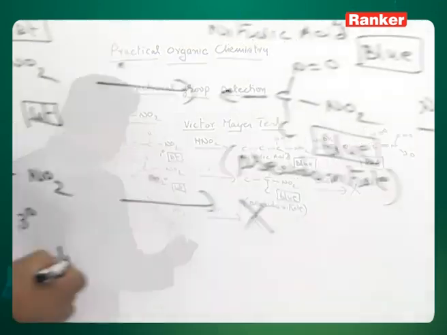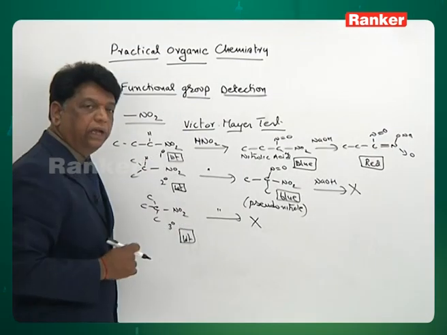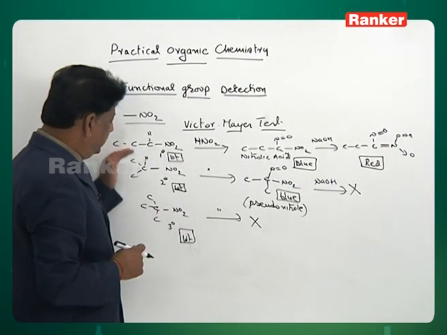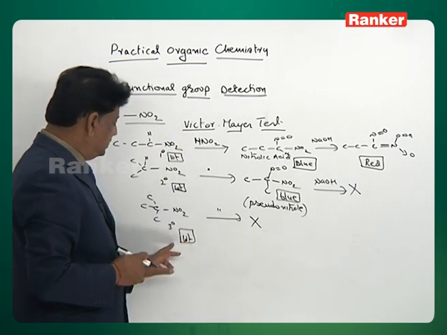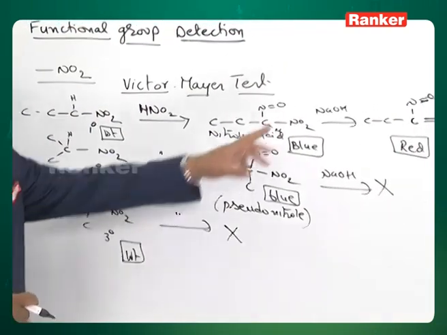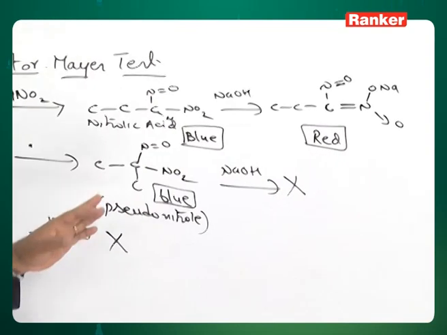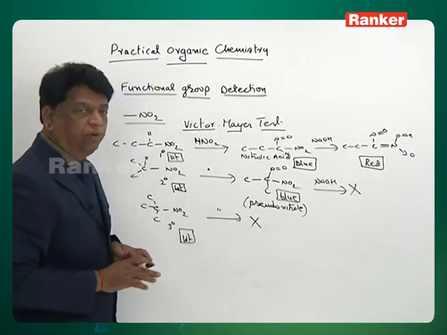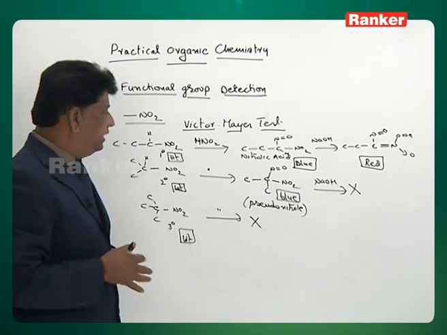But tertiary is a white colored compound which on adding nitrous acid gives no reaction. So if all three compounds are taken and you add nitrous acid, no reaction means tertiary. Reaction means maybe 1 degree or 2 degree. After adding NaOH, blue changing to red means 1 degree, no change means it is 2 degree. Therefore, within the nitro compounds also we have some differentiation reaction.